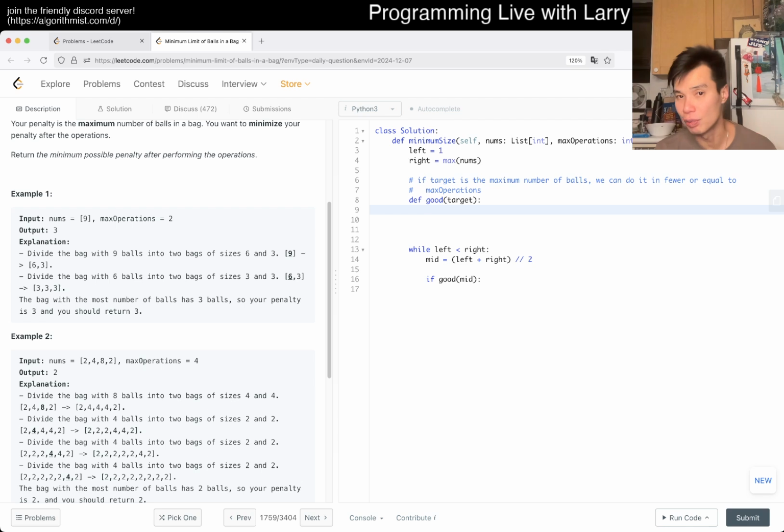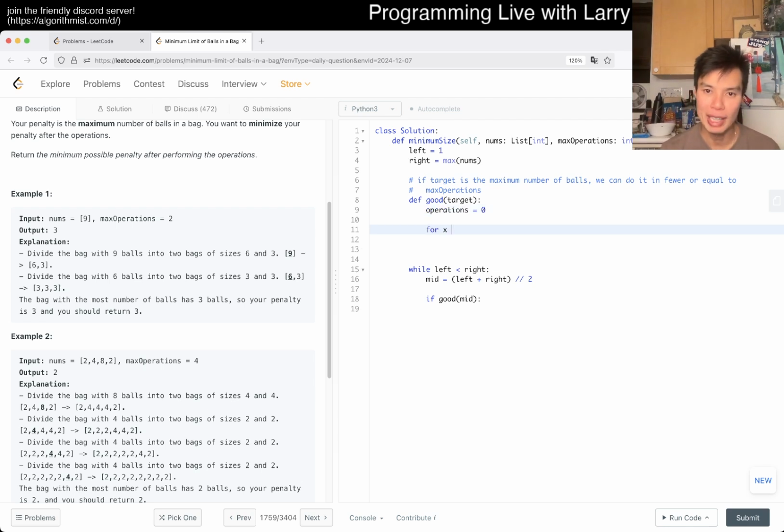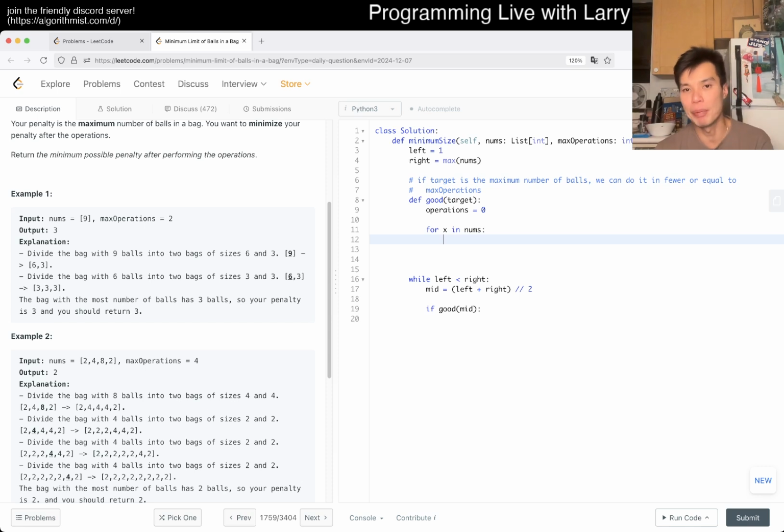And there you can go through the list once, right? So how many operations does it take? Well, for x in nums, we want to say the max number is target, then you just divide it by target and round up. If you're uncertain about it during a contest or just to yourself, just play around with real numbers. Let's say the number is 10 and your target max number is 3, then you have 3, 3, 3, 1, which is 10 over 3, 3 and a third, so you round up to 4. So same thing, right?